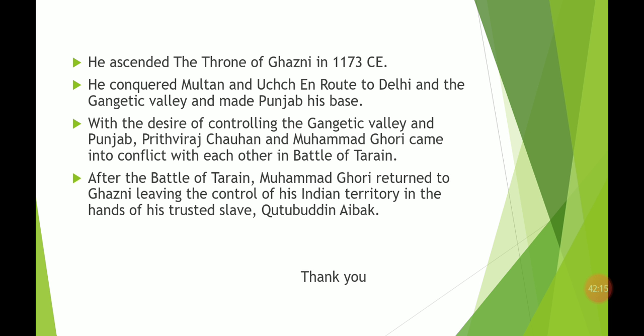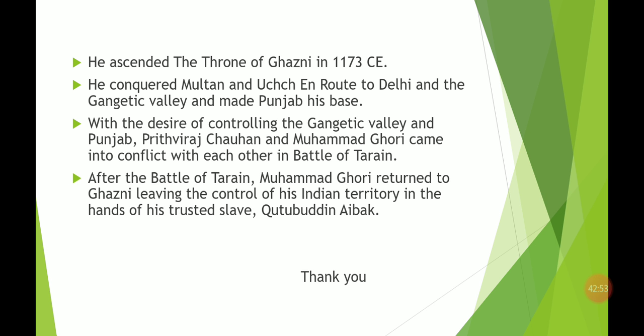the fight with Prithviraj Chauhan. There was the Battle of Tarain in 1191 and 1192. Why did Mohammed Ghori want to fight Prithviraj Chauhan? Because they both wanted to control the Gangetic Valley and the Punjab area. So they fought two battles. In one battle Prithviraj Chauhan defeated Mohammed Ghori, and in the next battle in 1192 Mohammed Ghori defeated Prithviraj Chauhan.